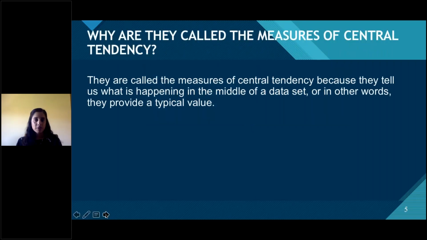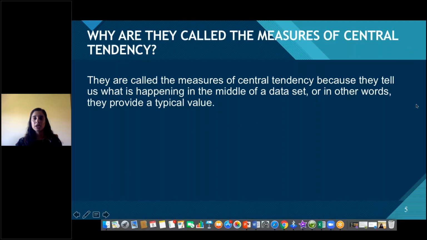So why are they called the measures of central tendency? They're called the measures of central tendency because they tell us what is happening in the middle of a data set, or in other words, they provide a typical value. So the key word here is central.